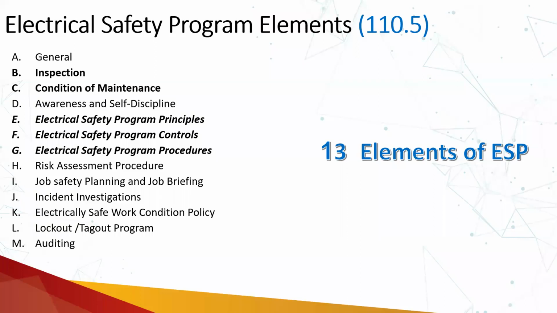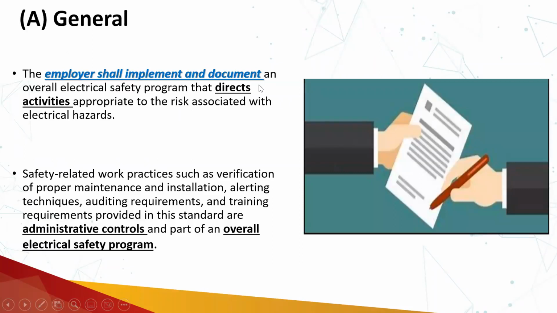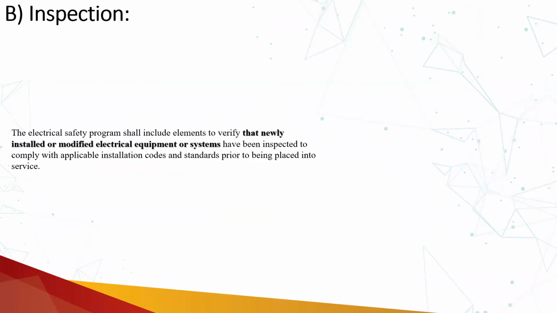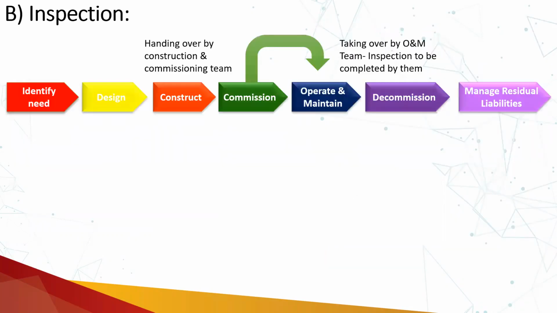Right. So we have covered till awareness and discipline. We talked about who is generally responsible for implementation and documentation of the electrical safety program. What does the inspection mean? When you have to carry out the inspection: when you are installing new electrical equipment, or the electrical equipment or system has been modified after maintenance or repair activity.